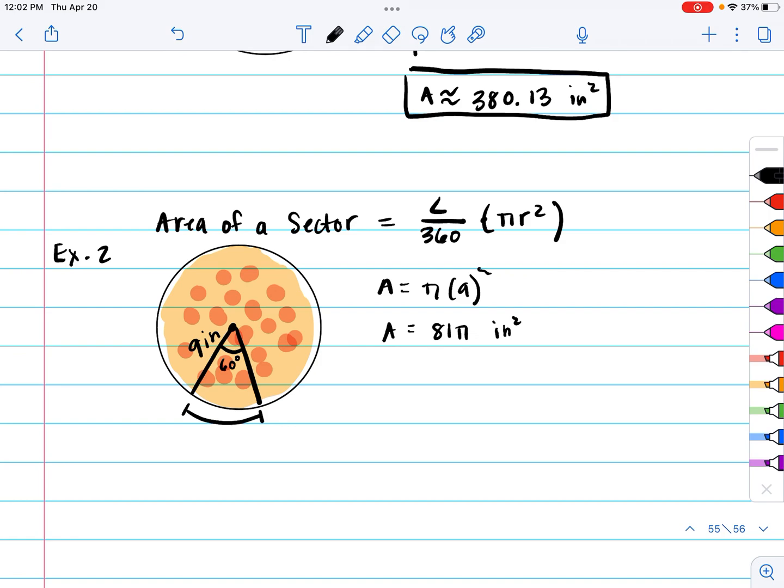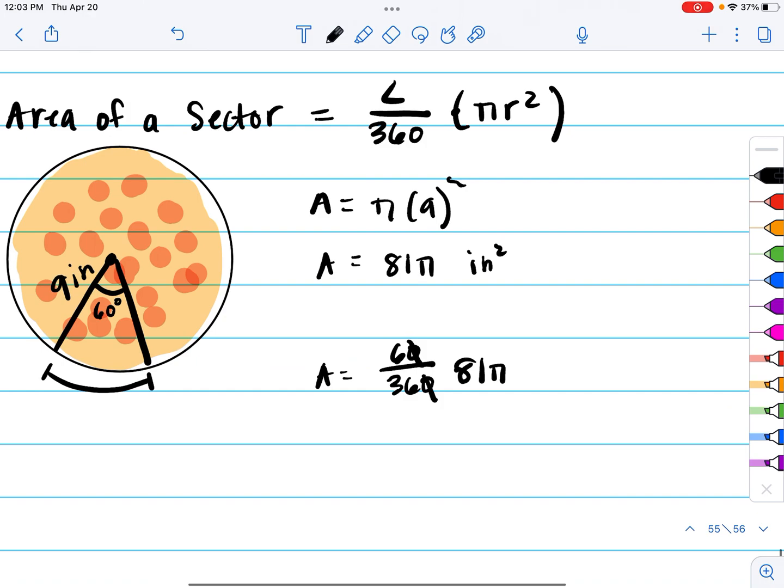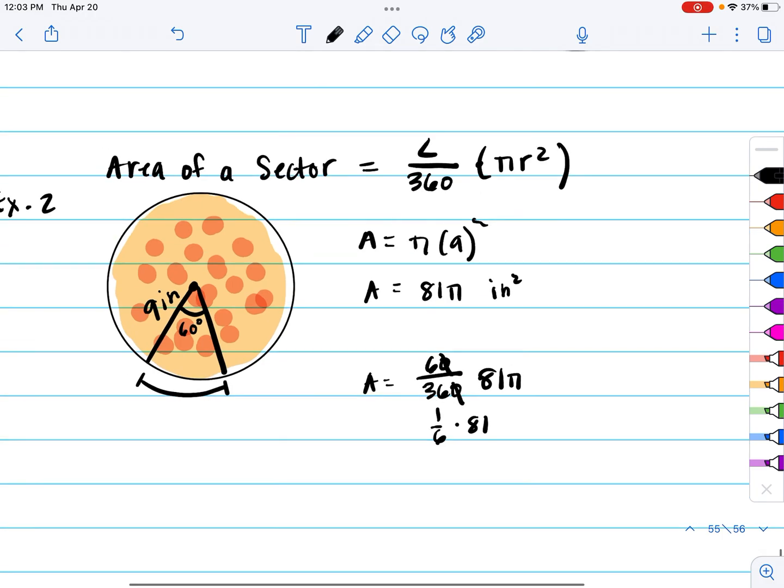So in this particular case, we're going to say area is equal to 60 degrees over 360 degrees times pi r squared. We already have this, because we already calculated the area of this, 81 pi, okay? Then we could do some simplifying, or we could just do some multiplication. 60 over 360 is actually equal to 1/6. 1/6 times 81 does simplify a little bit, but you could just use your calculator at this point.